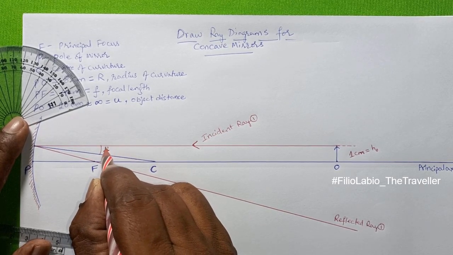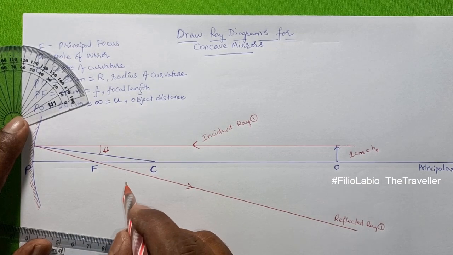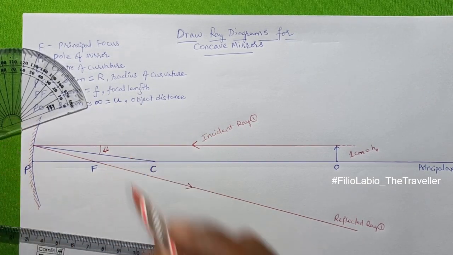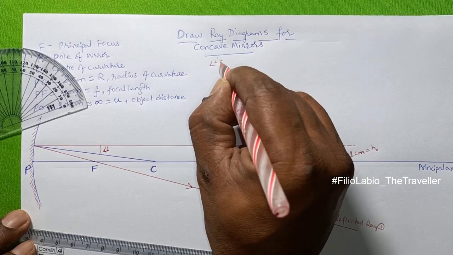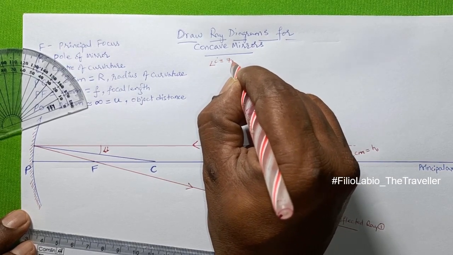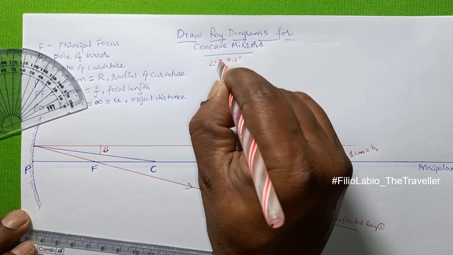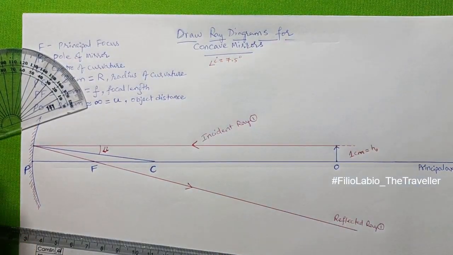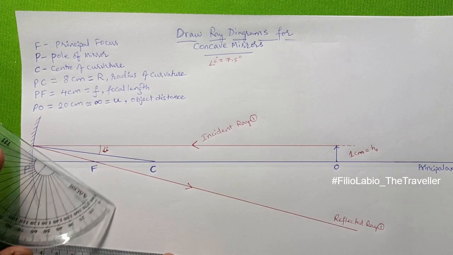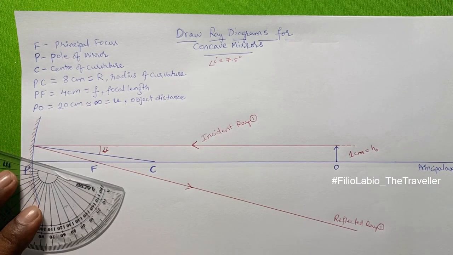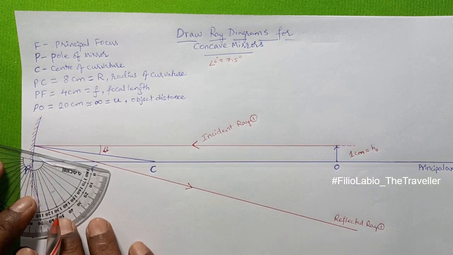Angle I. So this angle I is approximately 7.5 degrees. In the laws of reflection, the first law says that the angle of incidence is equal to the angle of reflection. Let us check whether this is satisfied here or not.